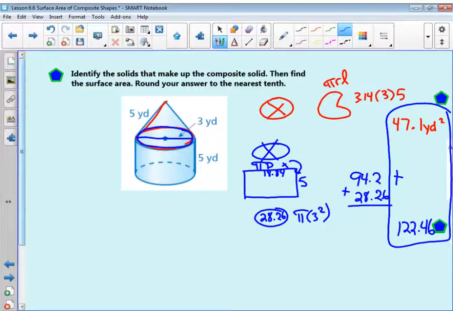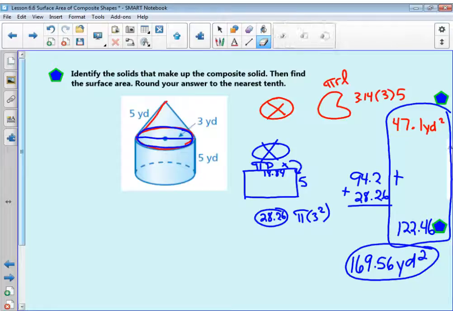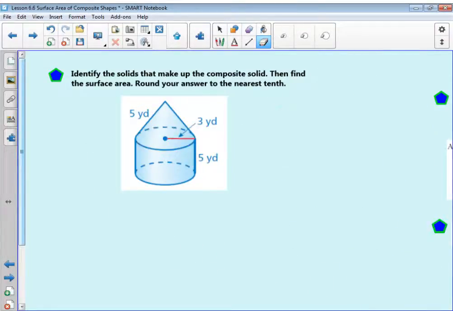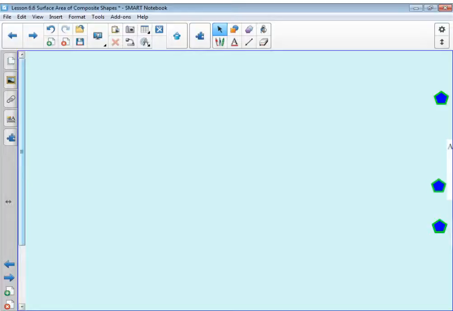Final step is to add these two. So 122.46 plus 47.1 gives me a total of 169.56. Dimensions were yards, and this is surface area, so it's squared. Okay, key thing to remember, you're going to know all of these formulas. If you don't know them, you might have to jump back to those lessons and look up those formulas. Hopefully most of them you know because you've been working with them for some time.